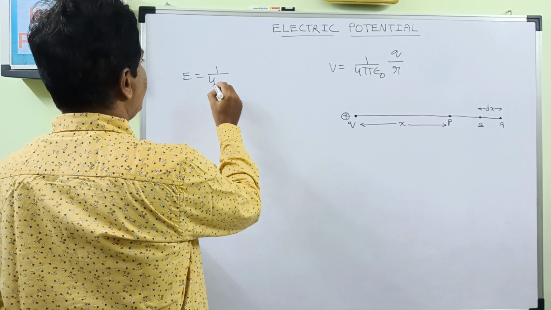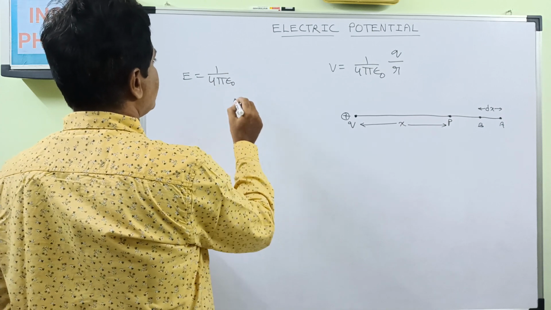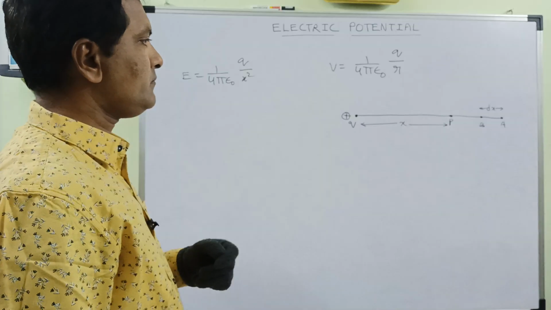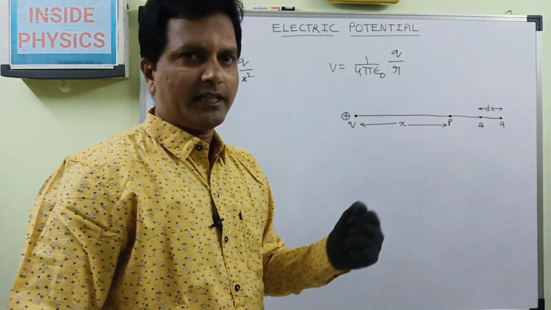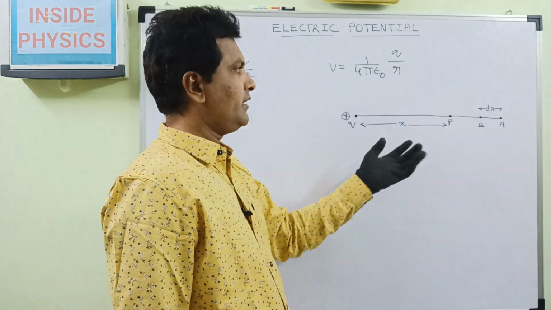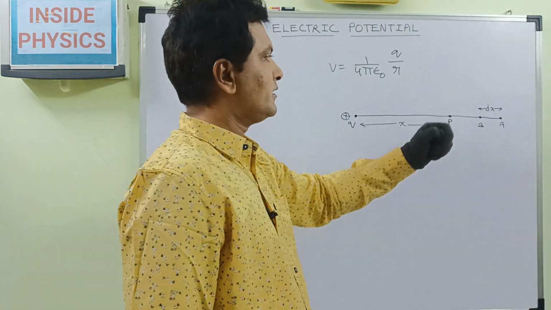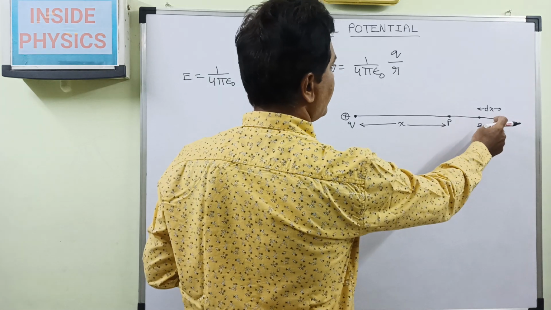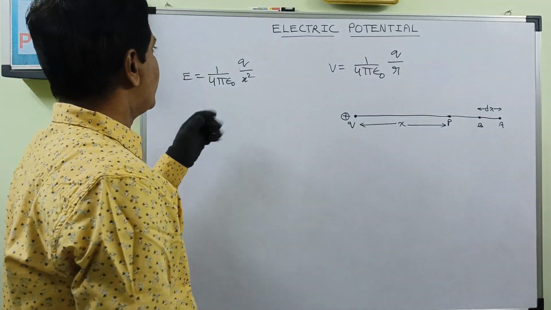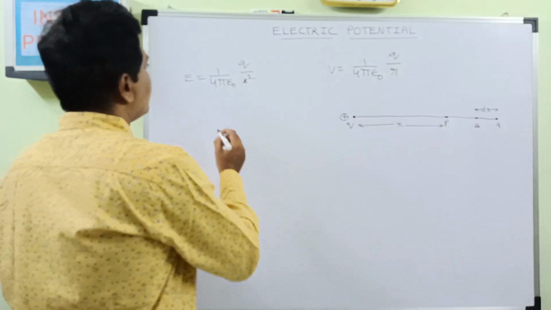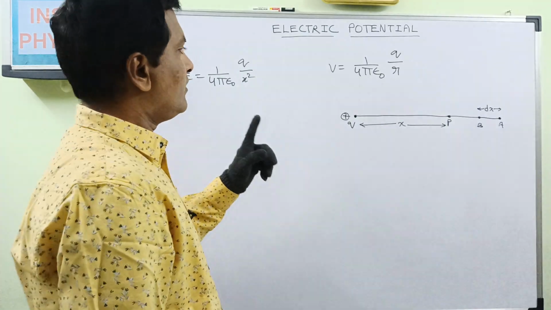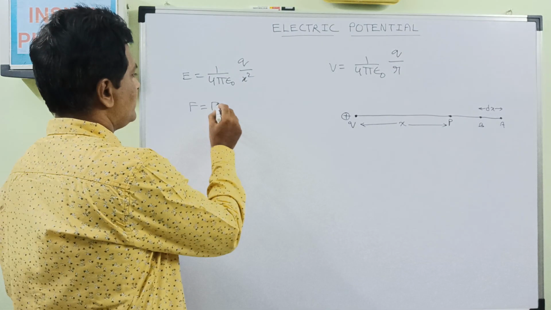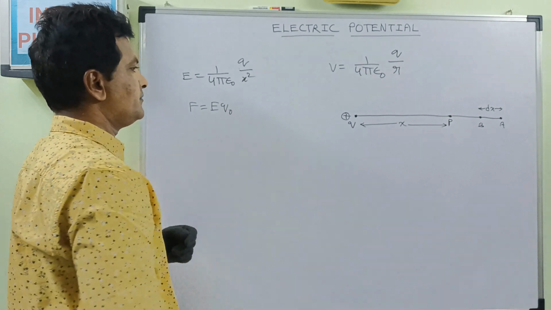We know that the electric field due to a static point charge will be Q by x square. The force experienced in an electric field by a unit positive charge, which is Q naught, will be E Q naught. The charge will be brought first to a point A, then we will move a small distance, then we will calculate the potential.